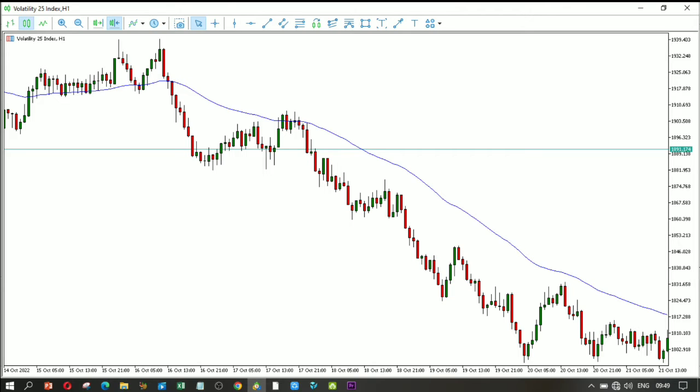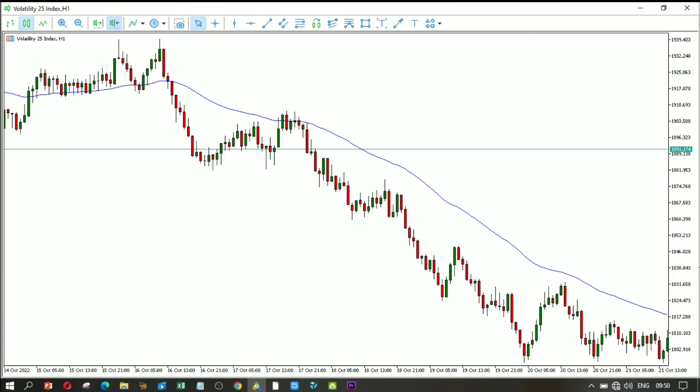in the forex market. This strategy works very well on the 1 hour time frame, 15-minute time frame, 5-minute time frame, or even on the 4-hour time frame. And the indicator that we are going to be using is the 50 EMA.